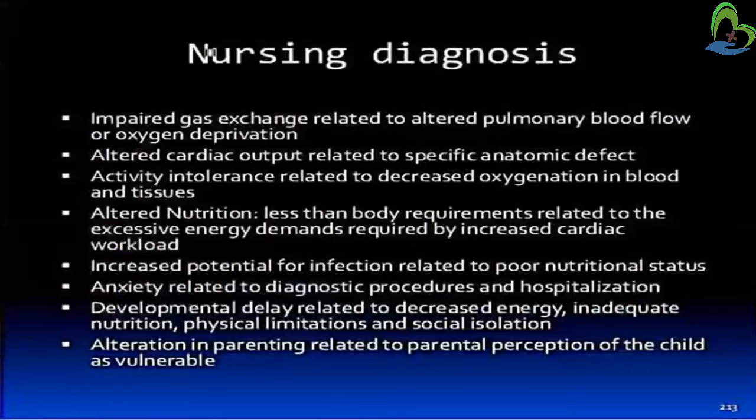Then nursing diagnosis. The nursing diagnoses of congenital heart disease will be, first, impaired gas exchange related to altered pulmonary blood flow or oxygen deprivation. Then altered cardiac output related to specific anatomic defect, that is whatever defect is present, ASD, VSD, PDA. Then activity intolerance related to decreased oxygenation in blood and tissues. Then altered nutrition less than body requirement related to the excessive energy demand required by increased cardiac workload.